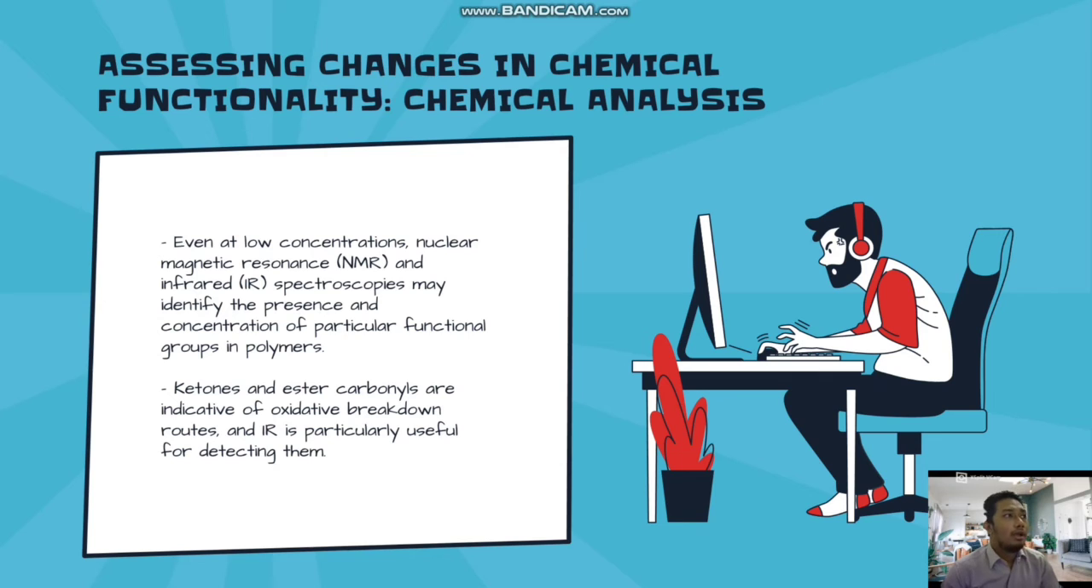Next, assessing changes in chemical functionality, which is chemical analysis. Even at low concentrations, nuclear magnetic resonance (NMR) and infrared (IR) spectroscopists may identify the presence and concentration of particular functional groups in polymers. Ketones and ester carbonyls are indicative of oxidative breakdown routes, and IR is particularly useful for detecting them.